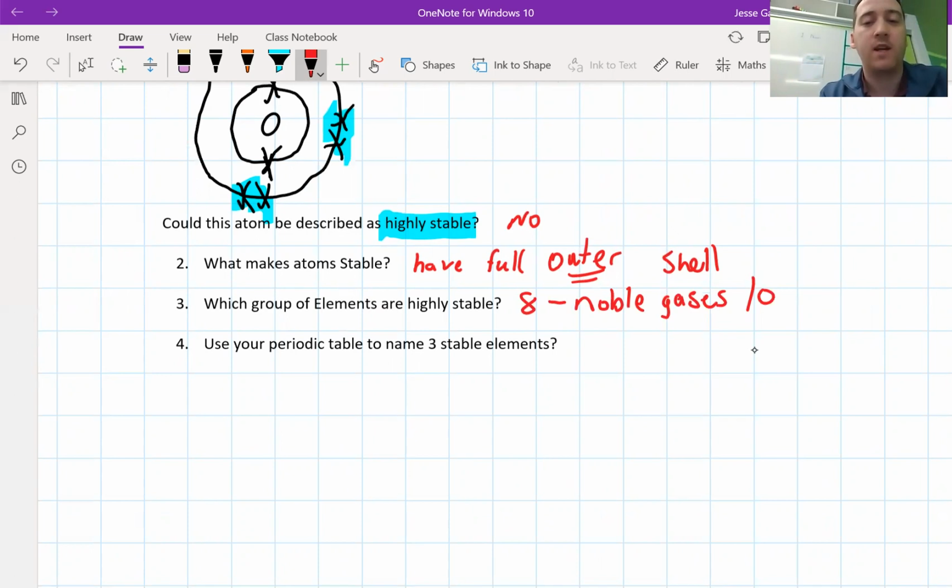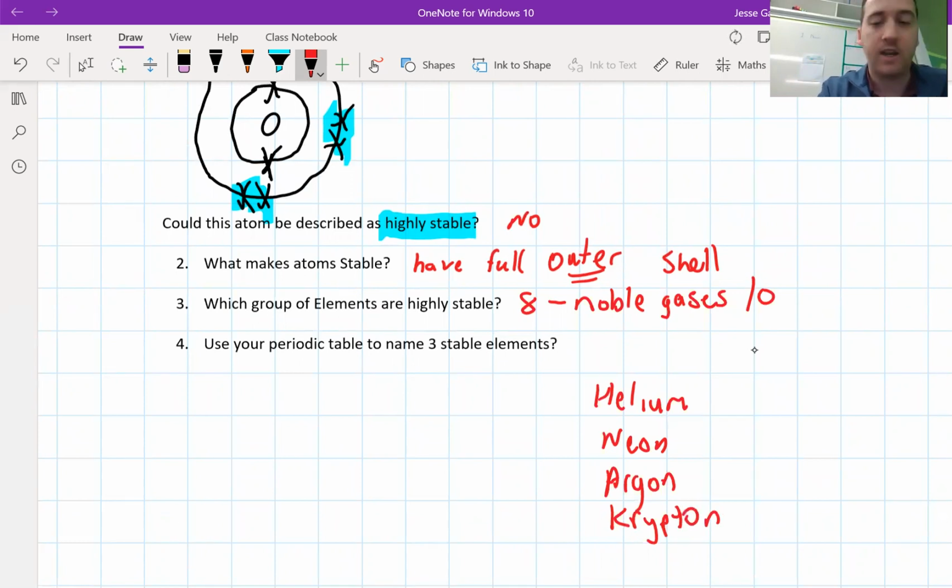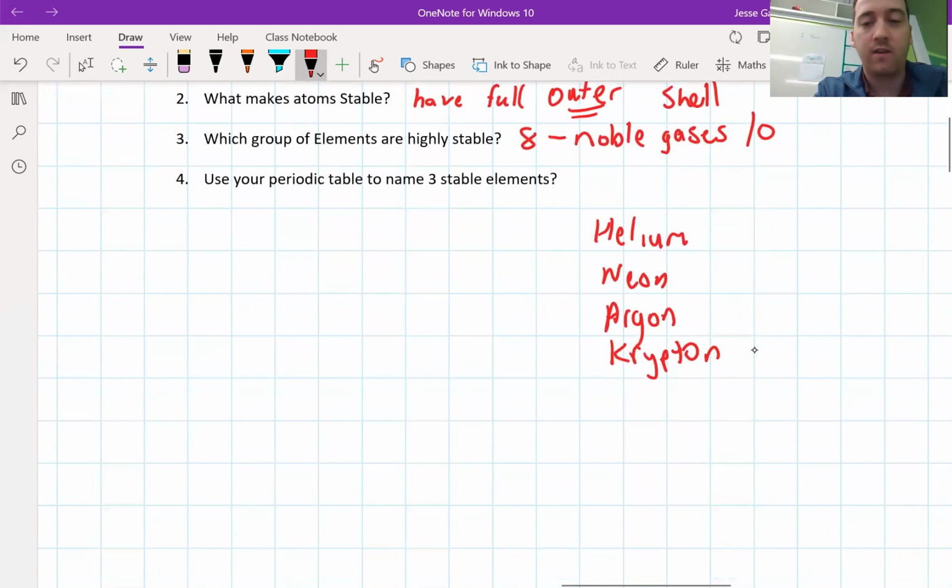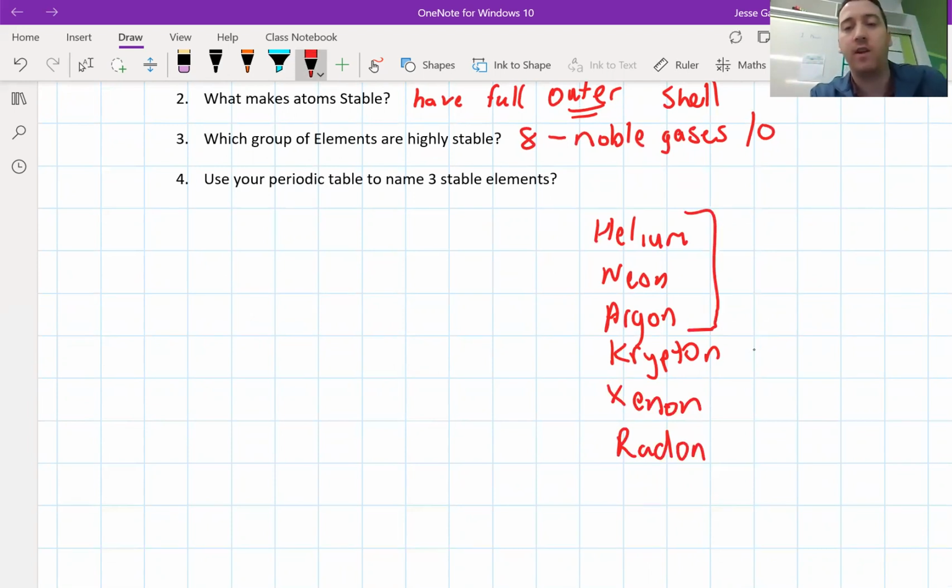And then use your periodic table to name 3 stable elements. Hopefully you looked at group 8 and named 3 of them. The 3 I showed you were helium, neon, and argon. There are other ones in there like krypton, xenon, and radon. Any of those are pretty stable, but especially these first 3 are really, really stable.